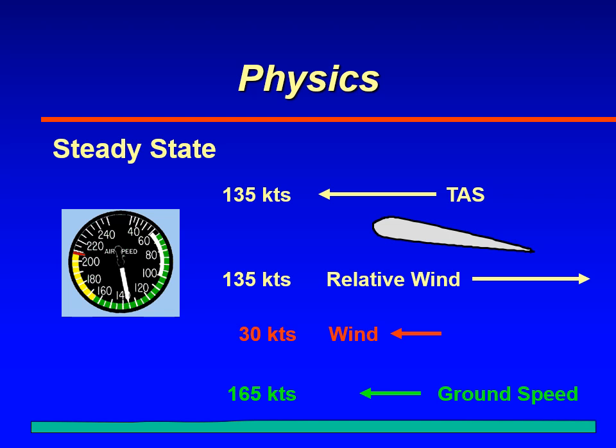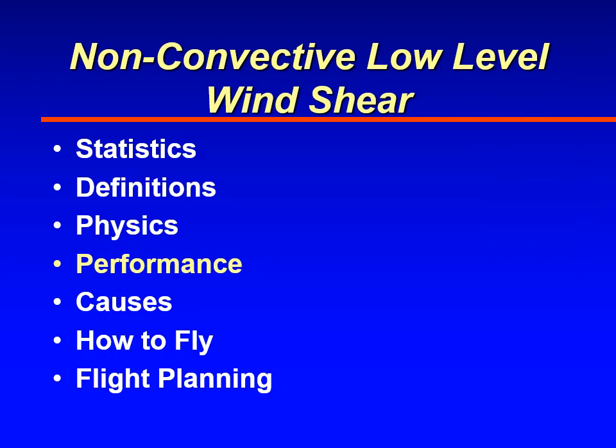So after a period of time, finally the airplane reaches its trimmed airspeed of 135 knots. It's got a tailwind of 30 knots, and now its new ground speed is 165 knots. But for that instant, as it goes through the shear, it'll lose some indicated airspeed. So that's the physics of shear.